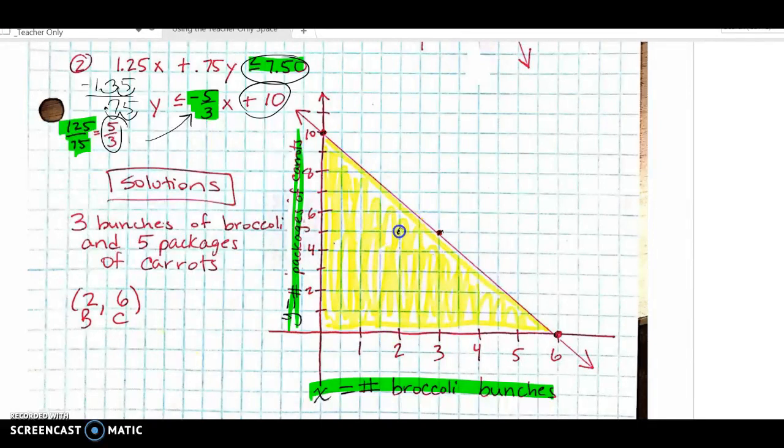2, 5 is a reasonable solution. She would have had money left over. 3, 3, or 3, 4 are reasonable solutions.